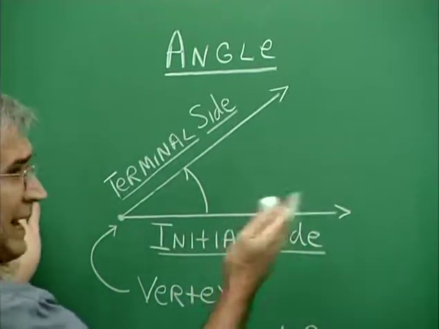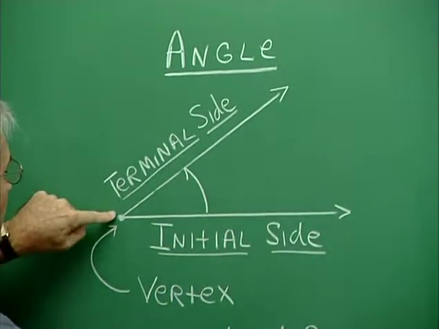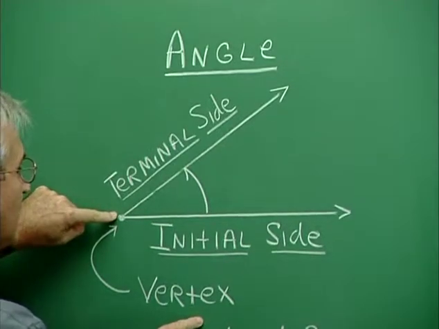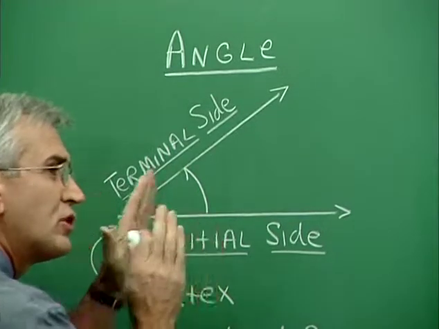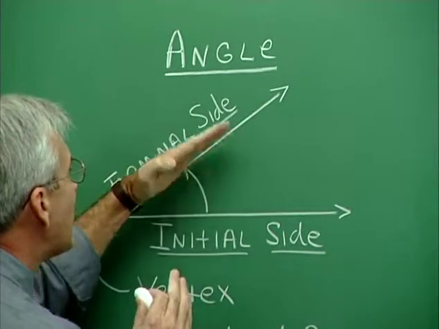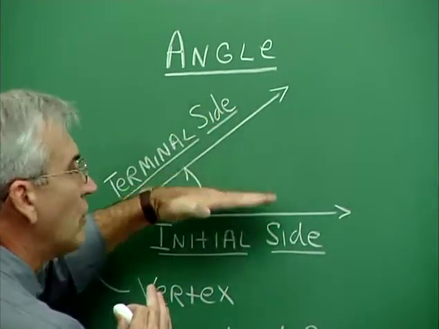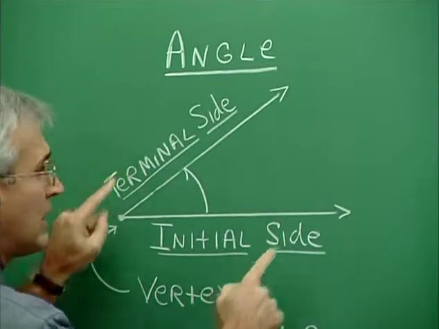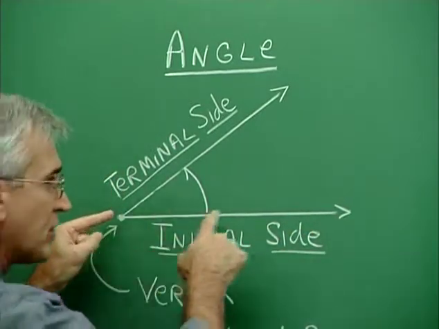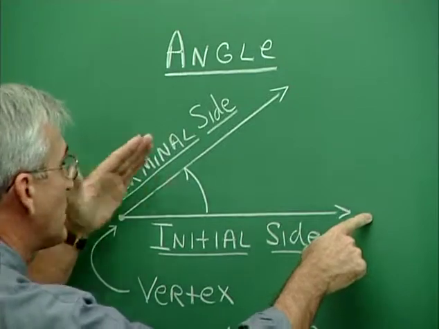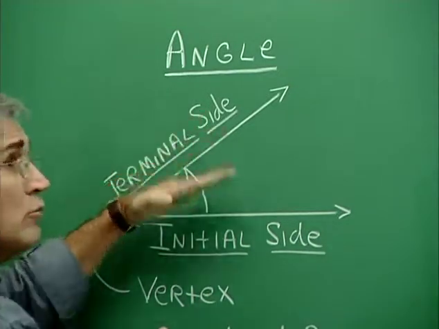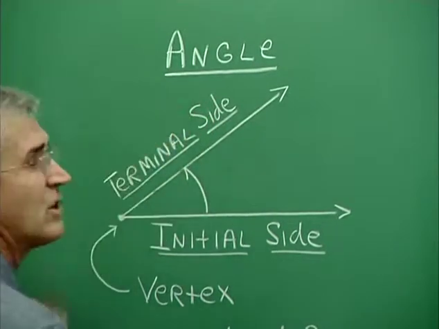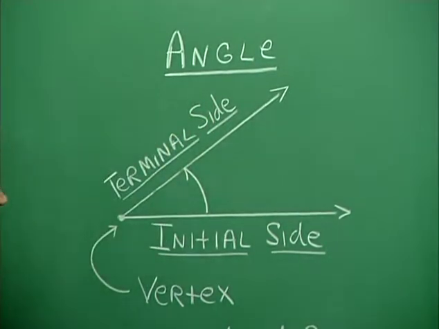The rays are just like half lines, and they have a common endpoint here. That common endpoint is called the vertex of the angle. And in generating this opening between the two rays, we can think of an initial side and a terminal side. The initial side is a ray which is fixed, and the terminal side is one which moves and rotates to a particular point and then stops.